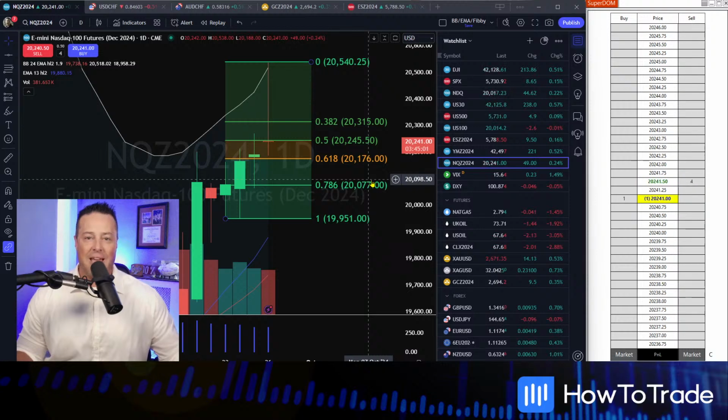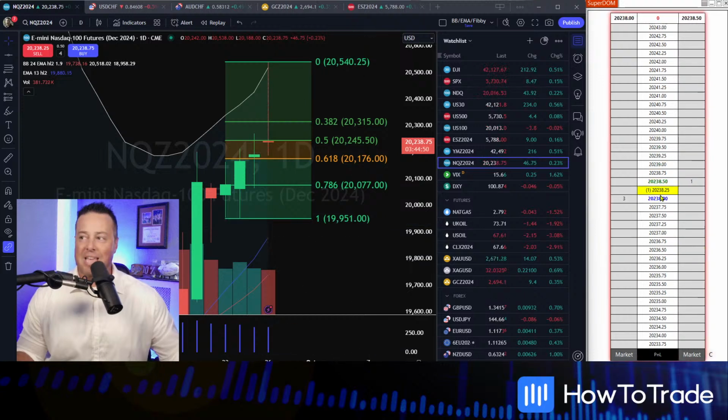That's how I would see the NAS. Still bullish. I want to get in there and bid it, though. I want to get in there and bid it if I could. 20,177 probably is pretty good, but I just want everybody to take a good look at that price action and how volatile that thing is.